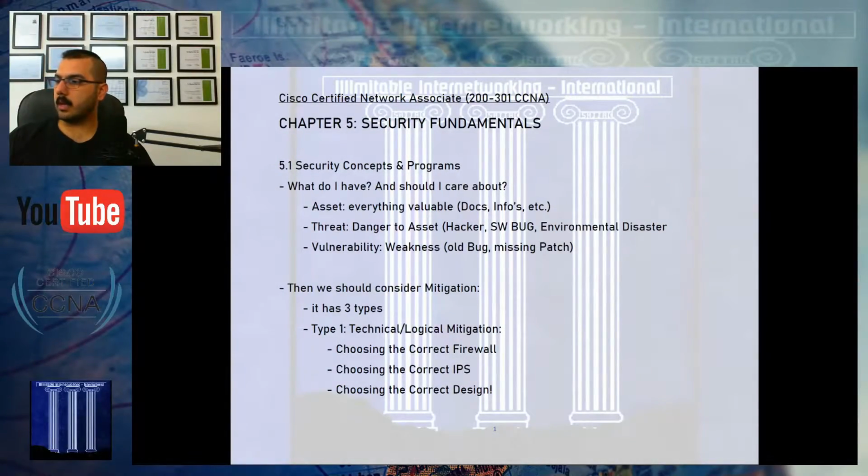Okay, welcome again. So now to talk about the security programs and what type of security solutions I should apply to my network to avoid all those threats and vulnerabilities that my network might face at any moment, at any time. These are called mitigation. Mitigations are the types of security solutions that you should apply.